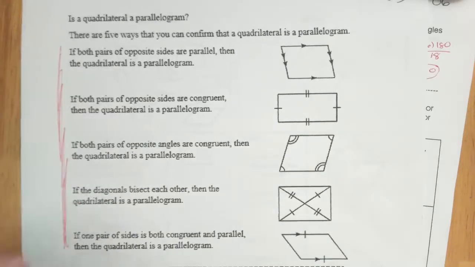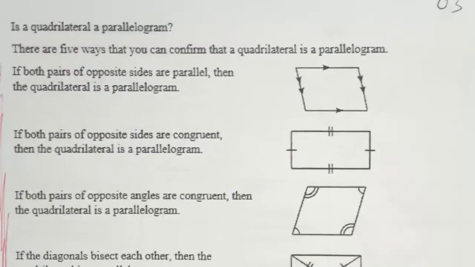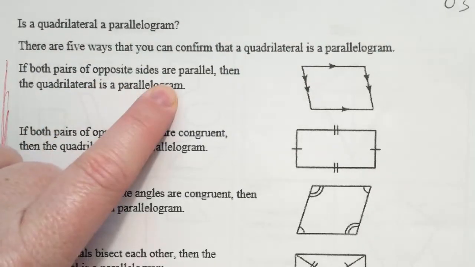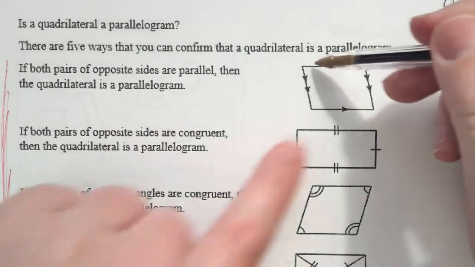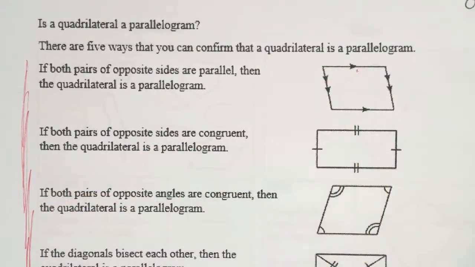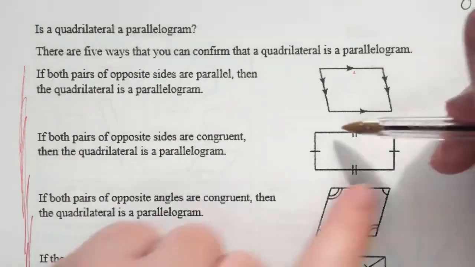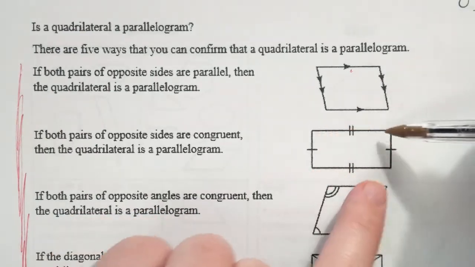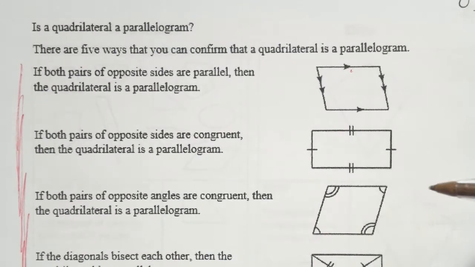All right, so these 5 additional ways to prove that a quadrilateral is a parallelogram. So first of all, if both pairs of opposite sides are parallel, then the quadrilateral is a parallelogram. So if these 2 are parallel and these 2 are parallel, it's a parallelogram. Simple as that. If both pairs of opposite sides are congruent, so if both of these are congruent and both of these are congruent, it's a parallelogram. It might be a rectangle, I don't know, but at the very least, it's a parallelogram.